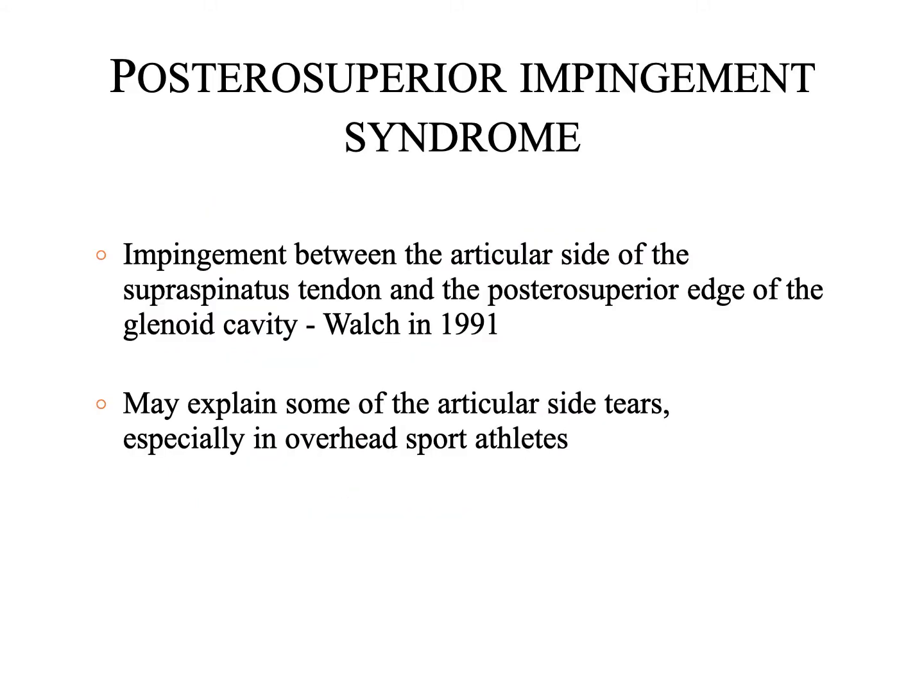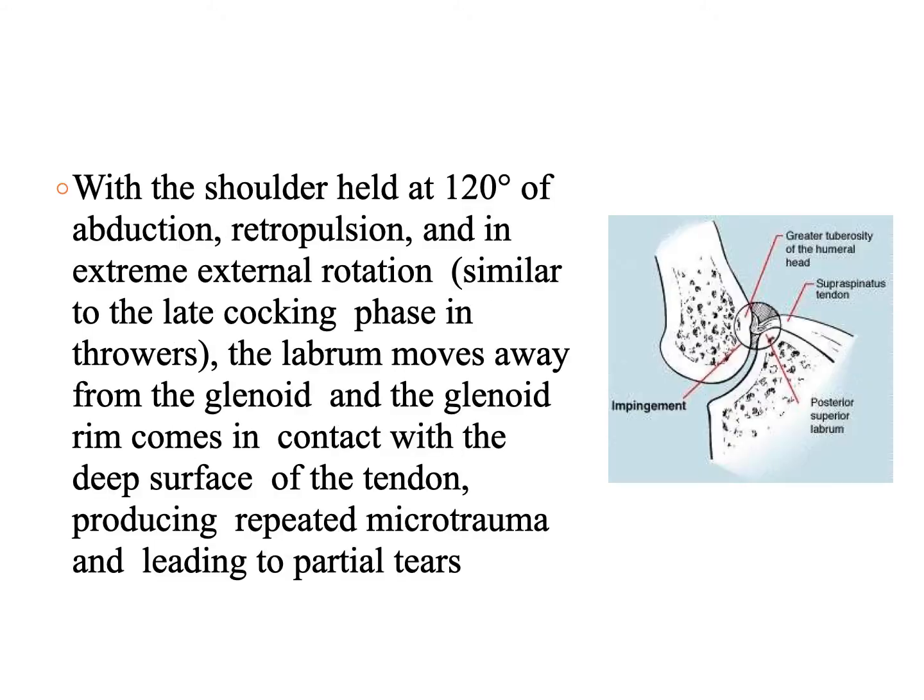In posterior superior impingement syndrome, here the impingement is between the articular side of the supraspinatus tendon and the posterior superior edge of the glenoid cavity, which was described by Walsh in 1991. This may explain some of the articular side tears, especially in overhead sport athletes.